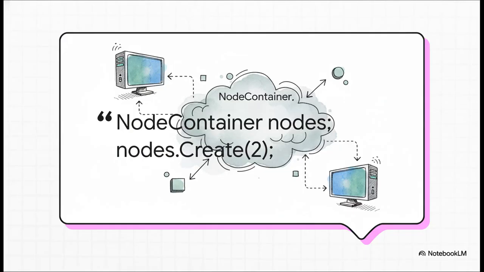And would you look at how simple this is? We make something called a node container, which is basically just a handy way to keep track of our nodes. And then we just tell it, hey, create 2. And boom, that's it. We have 2 virtual computers ready and waiting.